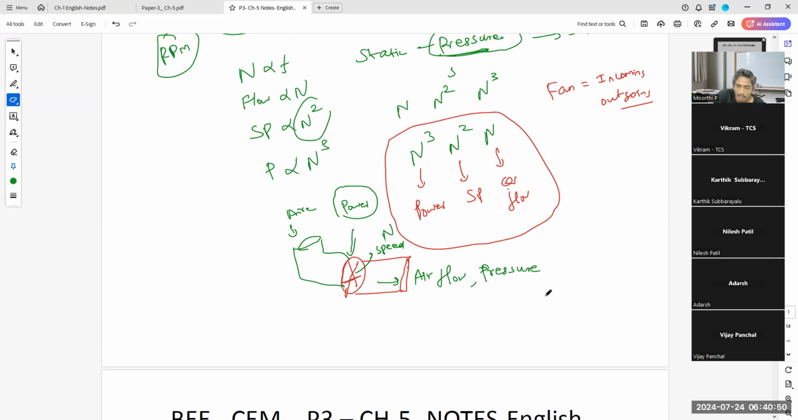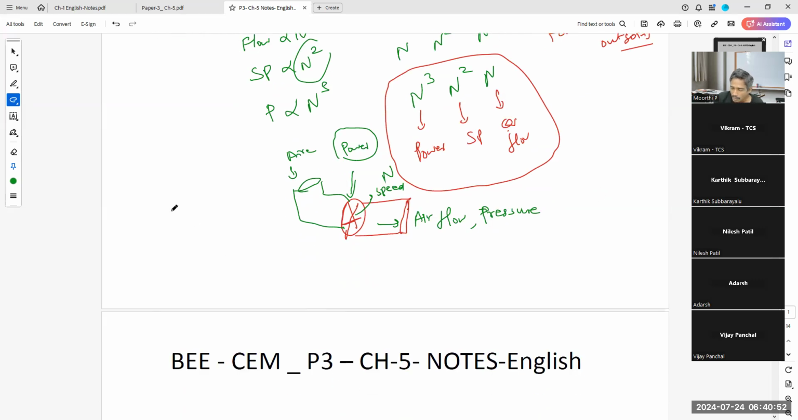Next one is power. Always remember, power means power cube. This is a basic formula for all the fans and blowers you are using. Power means power cube. Always remember this one, power cube. Once you remember this power cube, N, power cube.